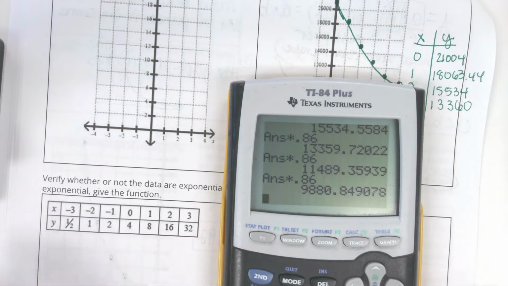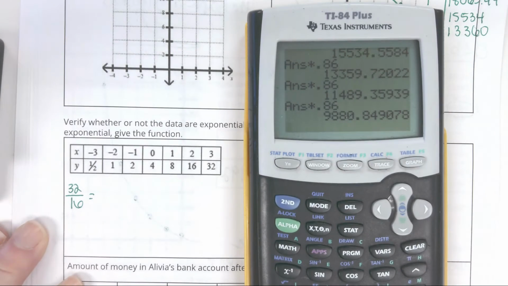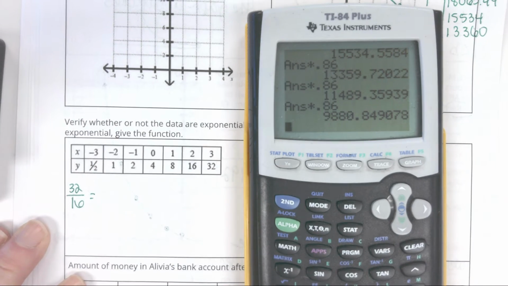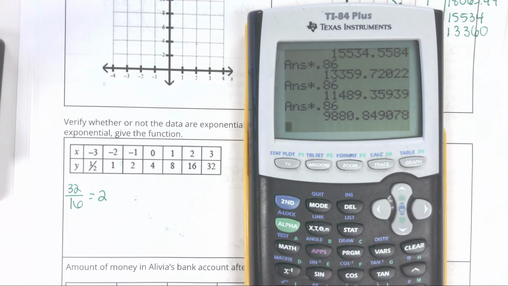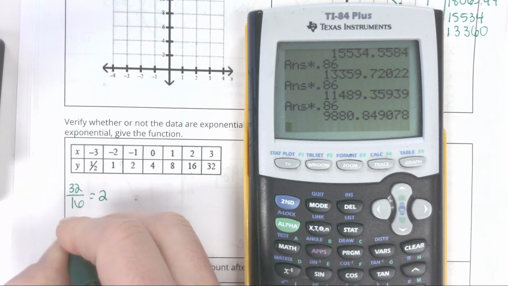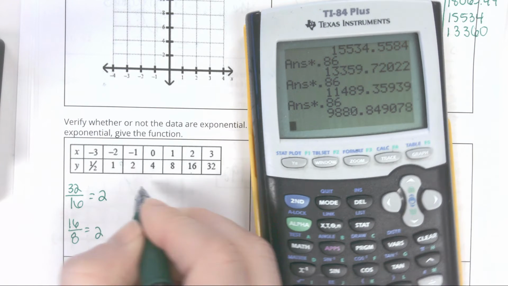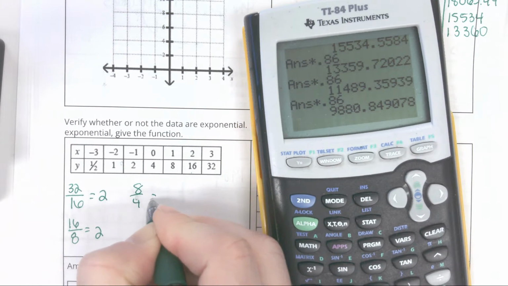I'm going to do 32 divided by 16. Oh, I know that. What's 32 divided by 16? 2. I'm working backwards because if I divide, that reverses the multiplication. All right, let's go back. How about 16 divided by 8? Is that also 2? Yes. Okay. How about 8 divided by 4? Is that also 2? Yeah.